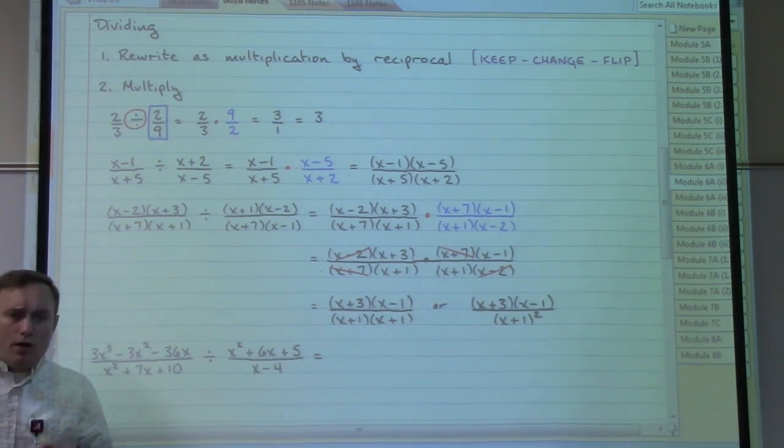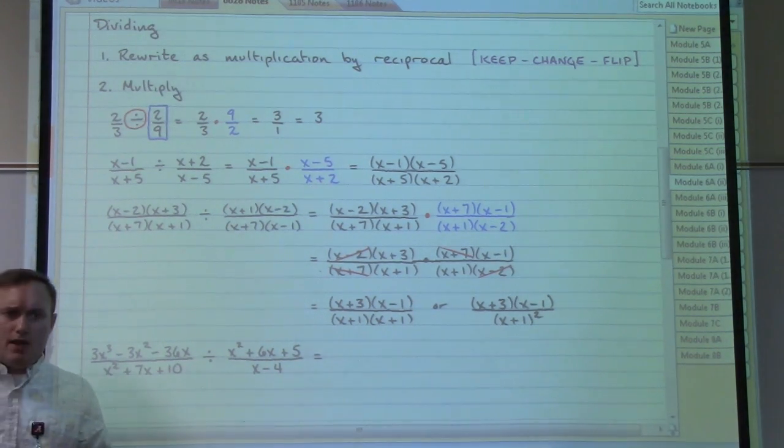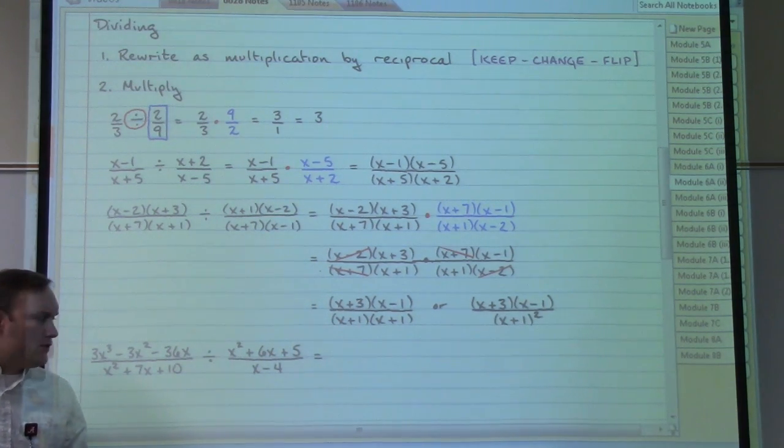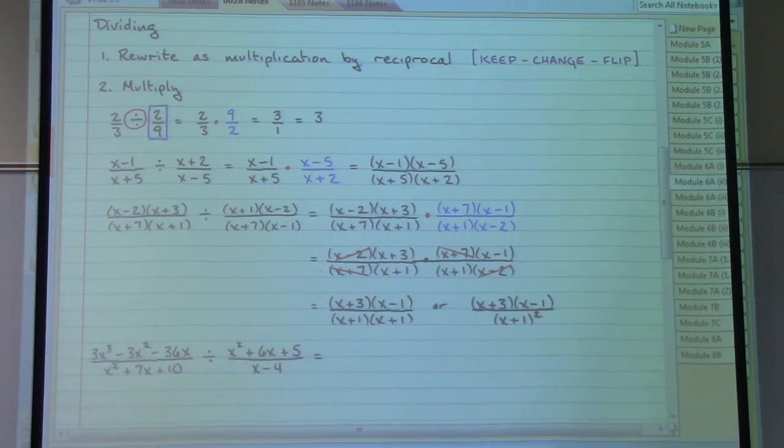Same sort of idea going on here in this final example, though this one is less friendly to us because this one does not already have a bunch of factored numerators and denominators showing up, which means more work for us when we eventually get to that point. We begin again like any other dividing problem, where we're going to rewrite this as multiplication by the reciprocal, aka keep, change, flip.